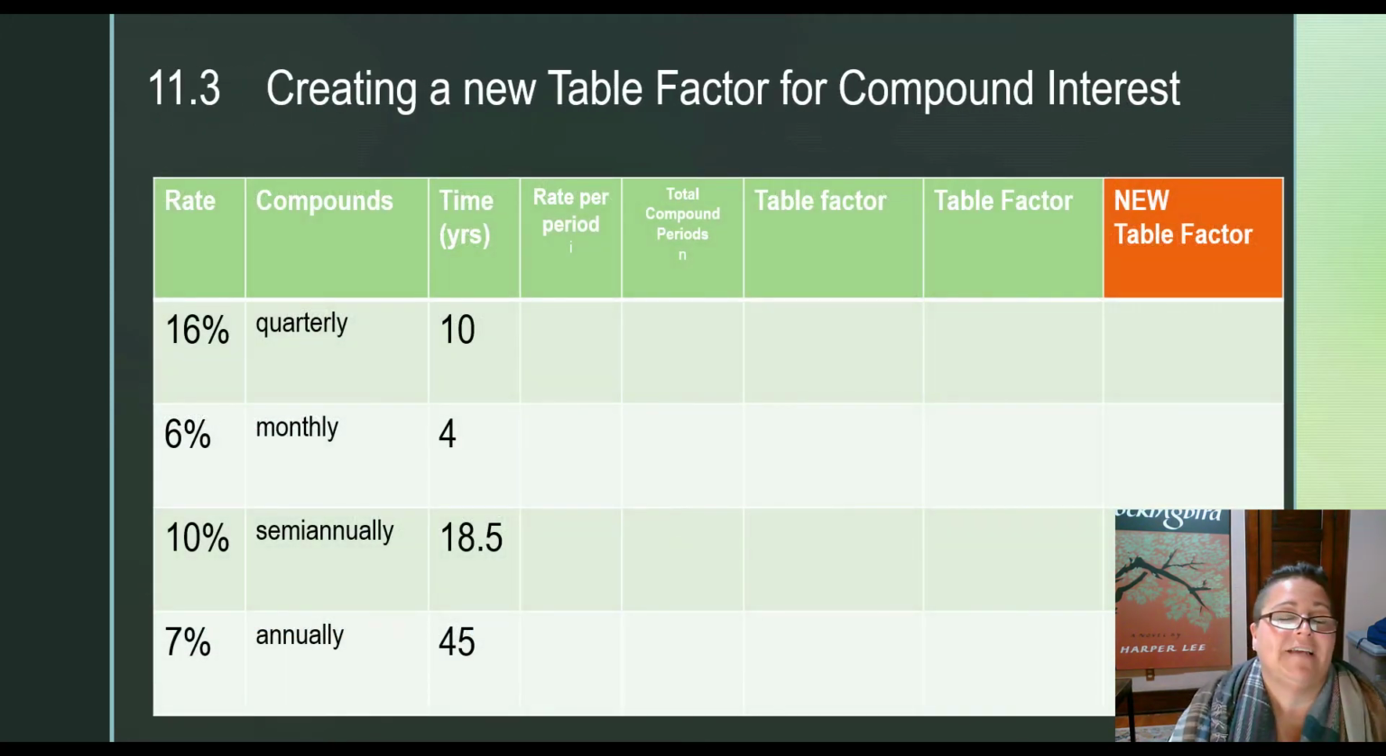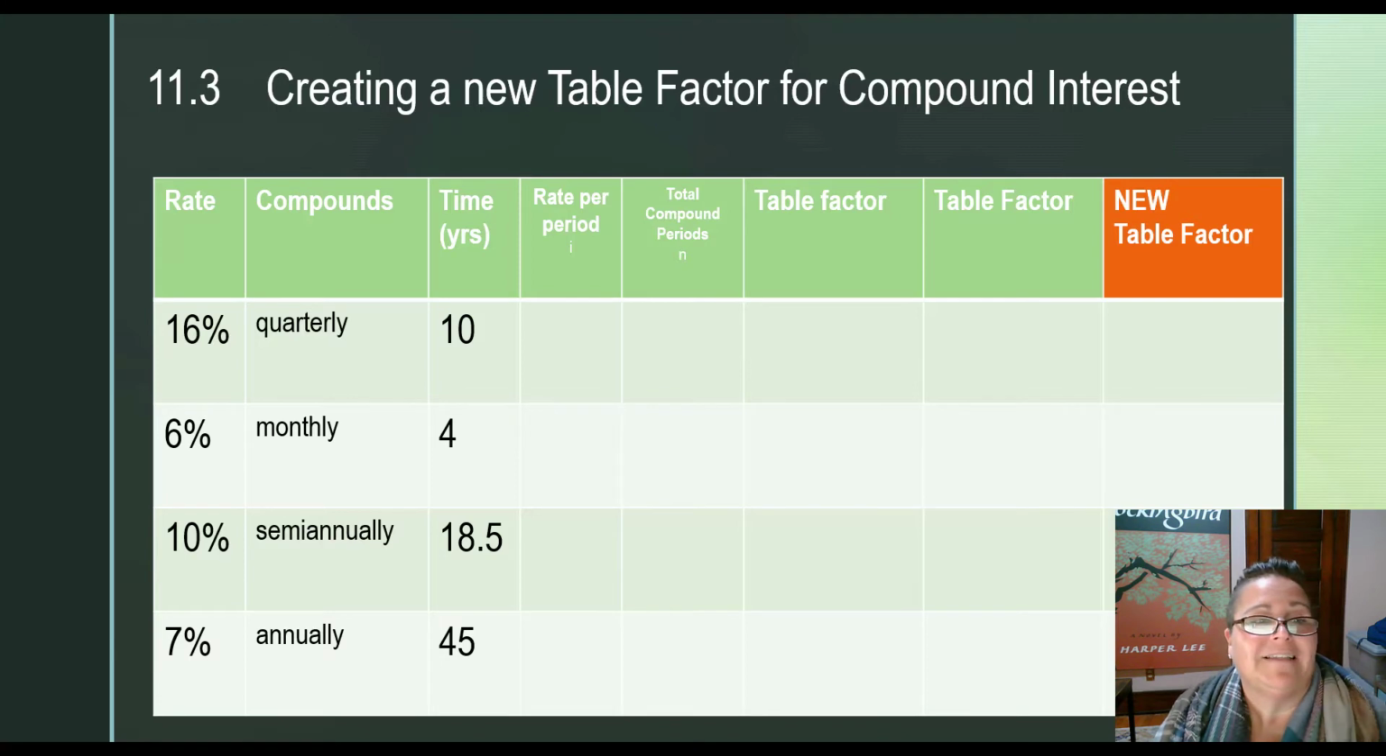I have another table with more practice. So again, have your table factors ready. Let's run through the first one, and then I'll simply click through the rest. You can jump ahead if you like. So I've got a 16% rate that's compounding quarterly for 10 years. I'm asking you to find the rate per period, the total number of compounds. Show me each one of your table factors, and then give me the new table factor.